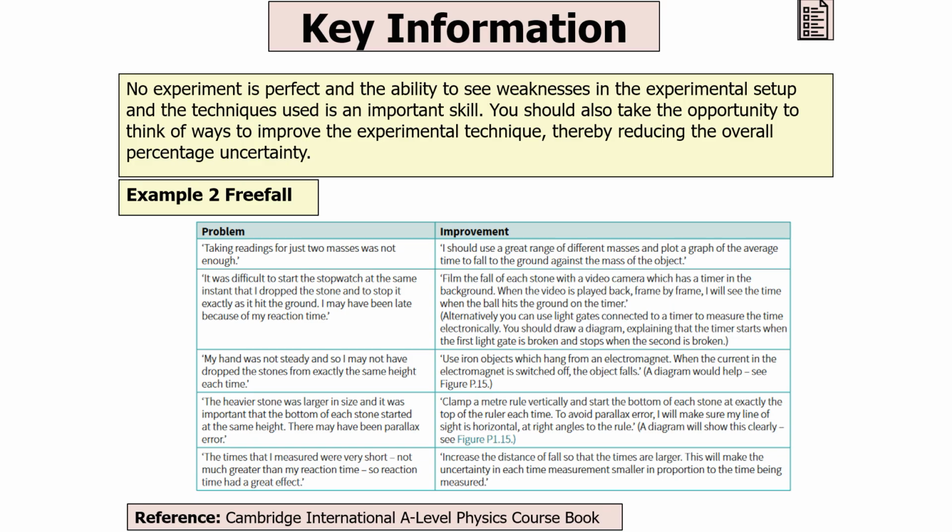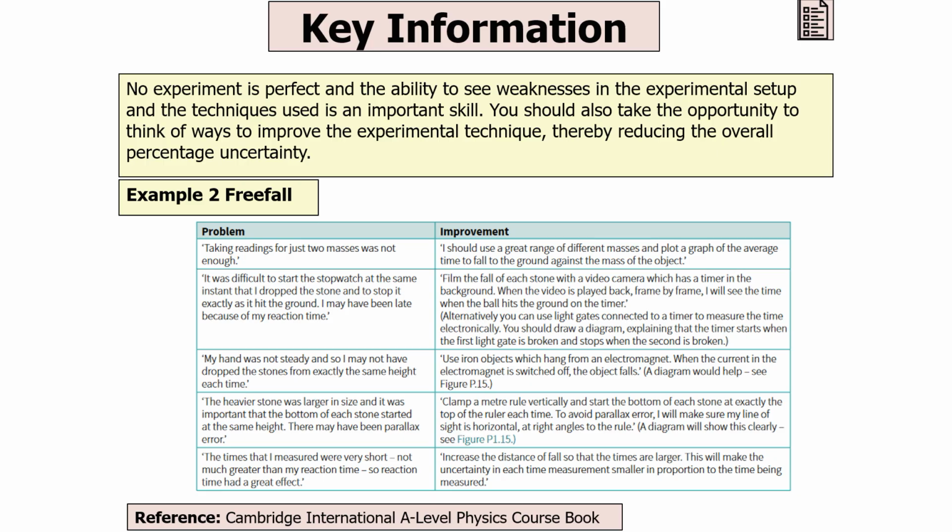Your hand was not steady, so you may have dropped the stone from not exactly the same height each time. So you could use iron objects which hang off an electromagnet. When the current in the electromagnet is switched off, the object falls. The heavier stone was larger in size, and it was important that the bottom of each stone start at the same height. There may have been a parallax error.